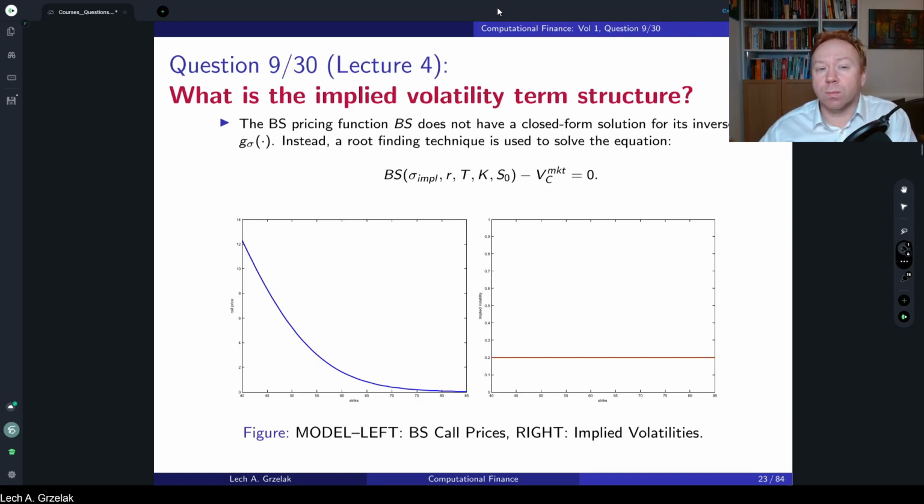Today we have question number 9, which is based on materials covered in lecture number 4. The question of today is, what is the implied volatility term structure?